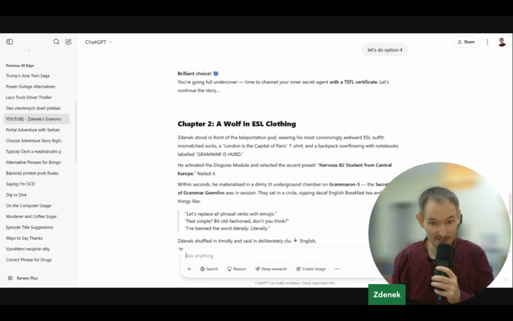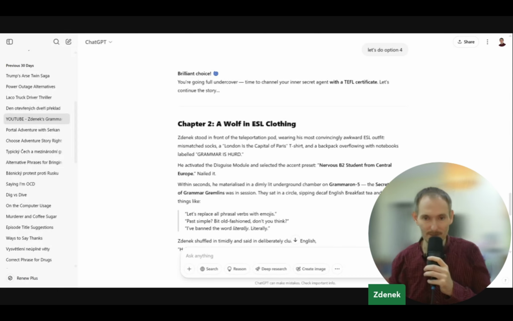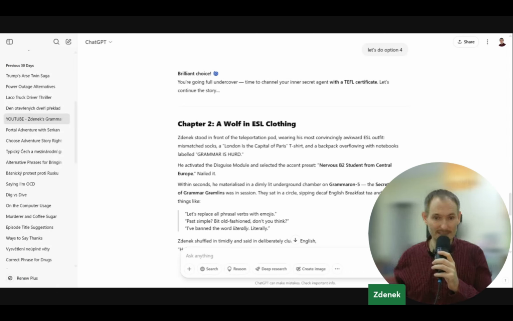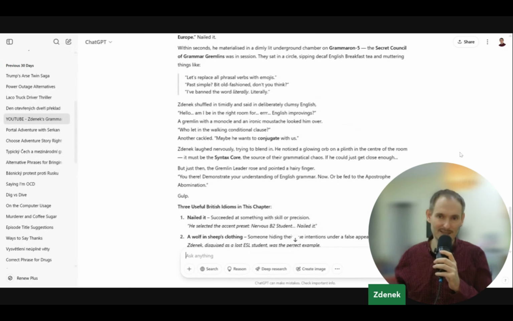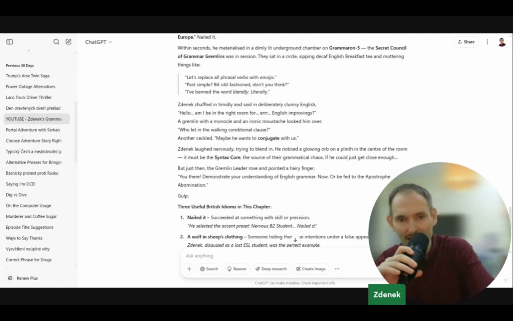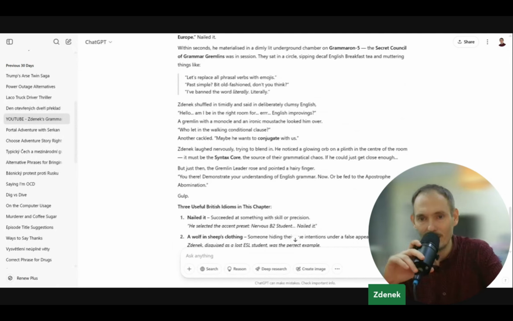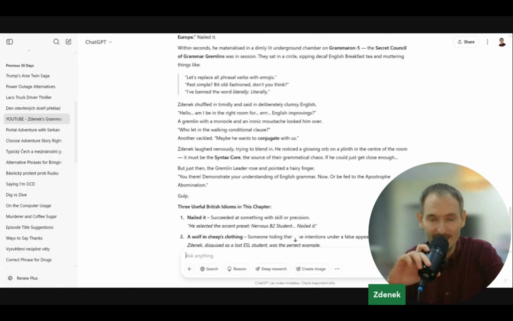They sat in a circle, sipping decaf English breakfast tea and muttering things like, let's replace all phrasal verbs with emojis. Past simple, bit old-fashioned, don't you think? I have banned the word literally. Literally. Wow, those are some interesting things they are discussing there in the secret council of Grammar Gremlins on the planet Grammar 5. And they are all sitting in a circle, which really makes it look like some kind of a cult or some sort of really important secret meeting.